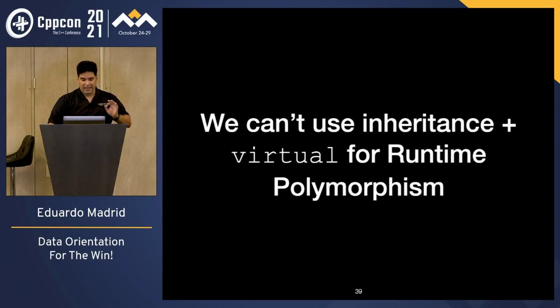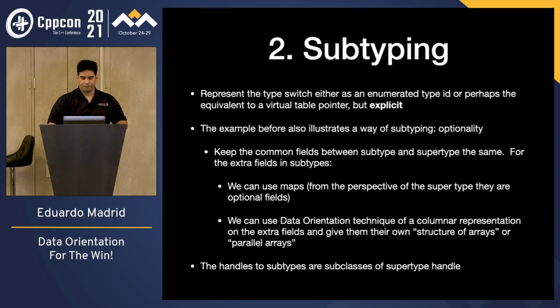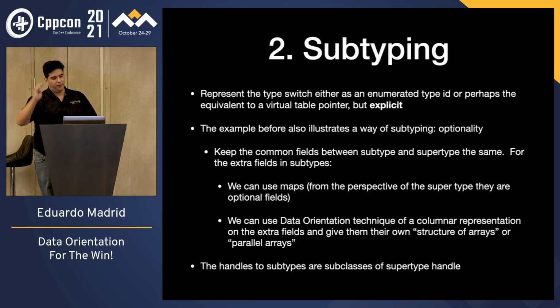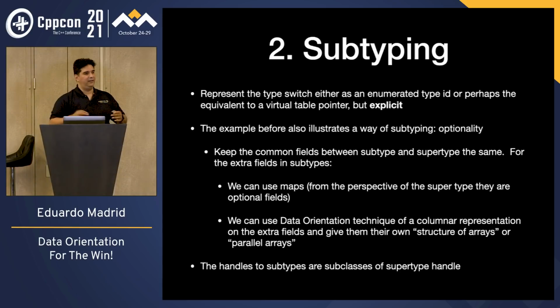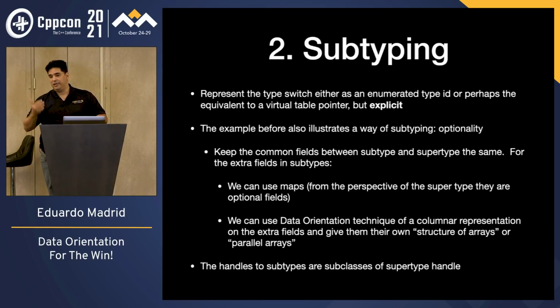The conclusion is that we cannot use inheritance and virtual. What are we going to do instead? Well, from the perspective of activating the right behavior, that's simple, okay? Because that is just, we can put in as a member the equivalent of a virtual table pointer.